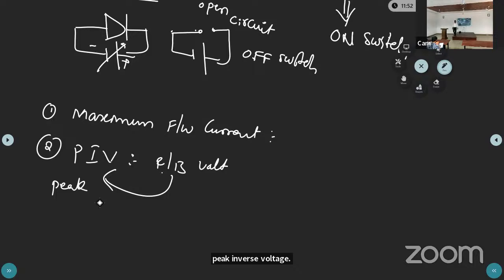Okay. So these are the parameters for the diode, and along with this, the forward dynamic resistance and the static resistance.